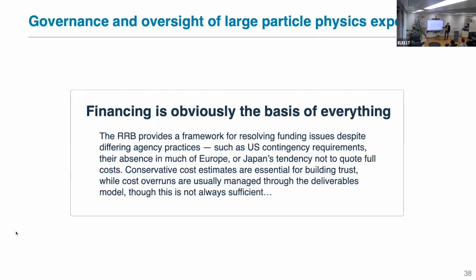For example, in the US, there are contingency requirements. So if you say, I want 1 million, in fact, they think you need at least 1.5 million because they know it will be difficult. And it would be useful in Europe as well, but of course, this makes the project much more expensive from the start. In Japan, there is a tendency not to quote the full cost and come after later. Conservative cost estimates are essential for building trust, while cost overruns are usually managed through the deliverables model, though, as I said, it's not always sufficient.